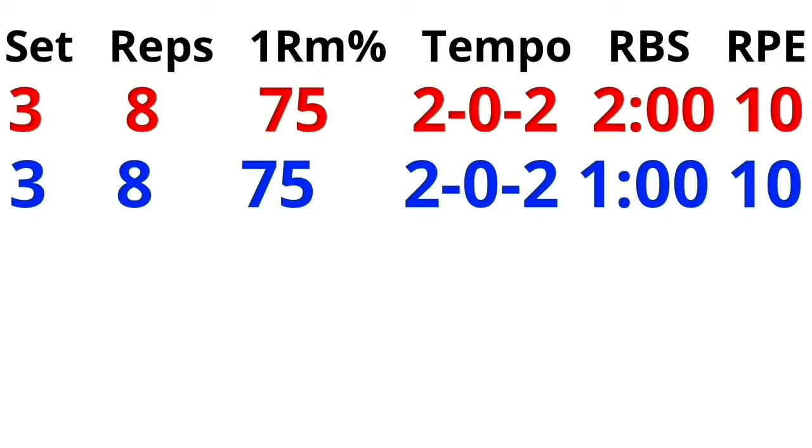All these intensity variables have a sort of 6-way inverse relationship. If you do more sets, the reps will be lower on those later sets. If the percentage of your 1 rep max is higher, the reps will be lower. If the tempo has you spending more seconds going down on the eccentric part, the reps will be lower. If the rest between sets is less, the reps will be lower. And if the rate of perceived exertion is less, the reps would be lower too.